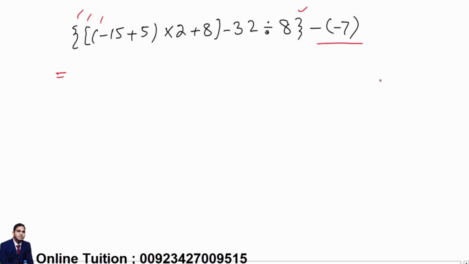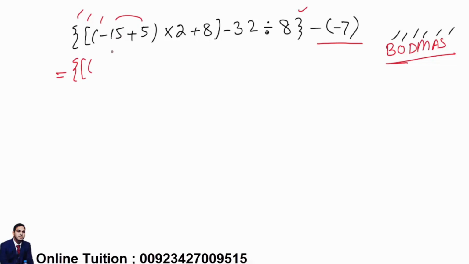So first of all, keep in mind the BODMAS rule. This will help you to solve these types of questions: bracket, division, multiplication, addition and subtraction. So first of all, starting from this bracket, negative 15 plus 5 is equal to negative 10, this is negative 32 divided by 8, this is a bracket and this is out of the bracket.